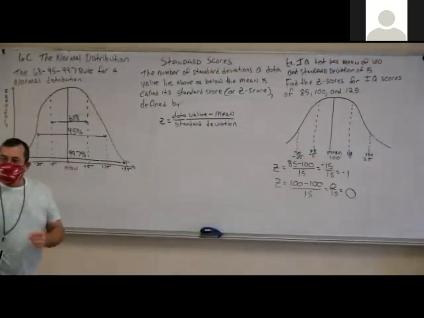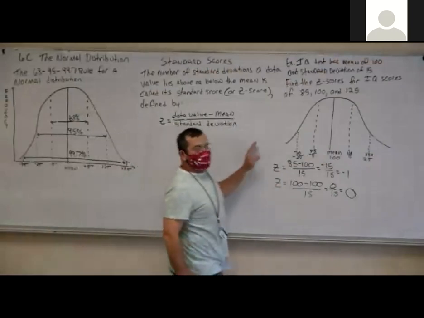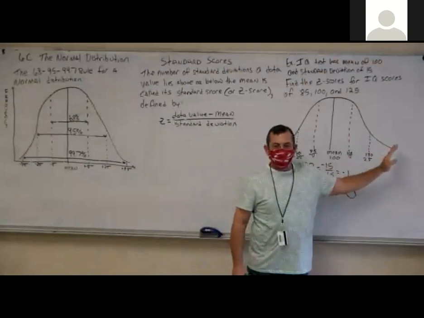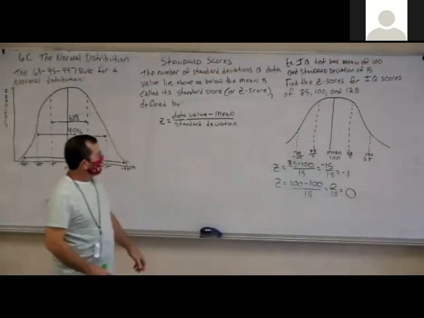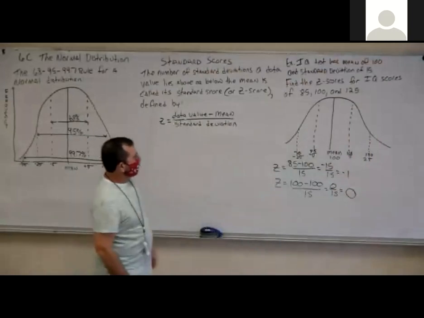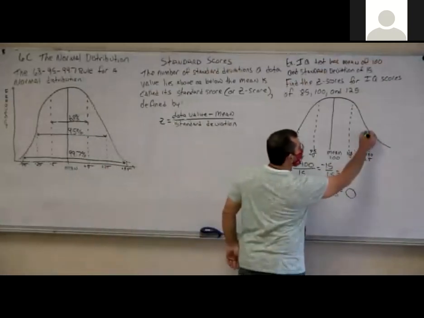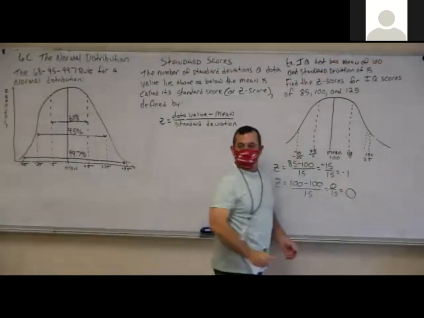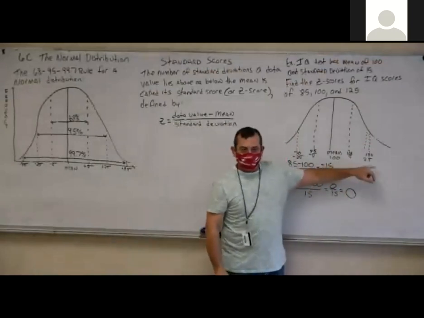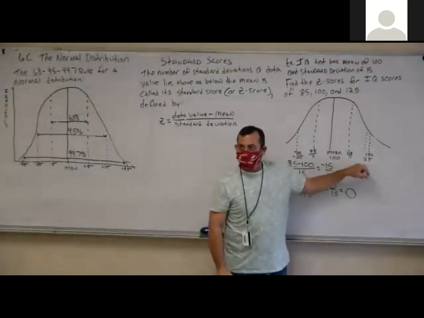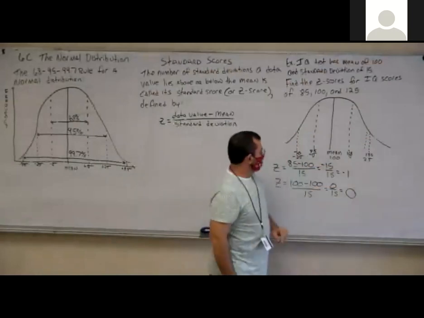And then I had a 125. Now notice 125 is going to be this way. So are we expecting positive or negative? Yeah, because that 125 is going to sit right around here somewhere. My z-score is going to be between a 1 and a 2. Y'all with me on that? So let's see what we get.